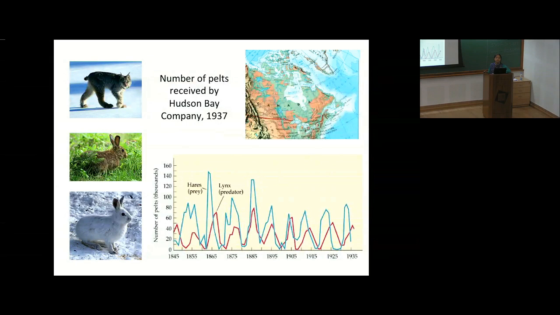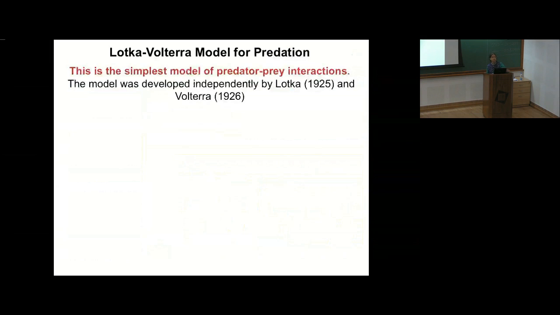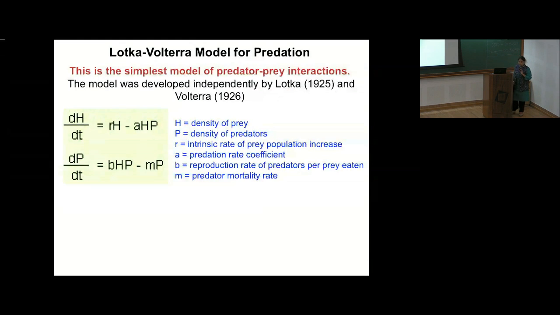Okay? So which is the model that one looked at? Of course, the well-known model by Lotka and Volterra. It's the simplest model for predator-prey interaction. It was developed in 1925-26 by two people. And what they did was they wrote a very simple equation. It's always good to start with simple equations and then go into complex. Here is the simple equation.